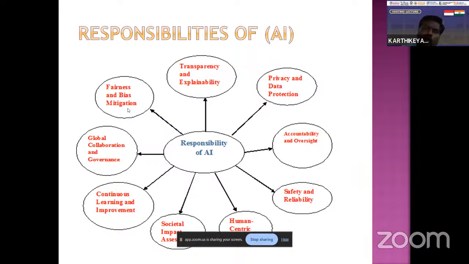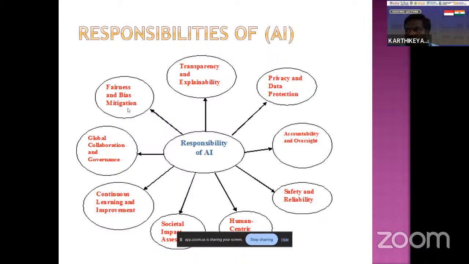And the next responsibility of AI is transparency and explainability. This is allowing the users to understand how the system arrives at decisions or recommendations. Transparency fosters trust and accountability, enabling the stakeholders to assess the reliability and fairness of AI systems.